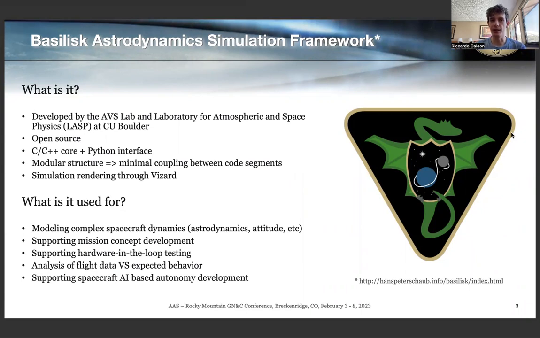A key component of Basilisk is its modular structure, where each component, each code segment, can be added to the simulation very easily with only minimal coupling between code segments. Regardless of that, Basilisk is great at considering all the cross couplings that happen between the elements and therefore producing high fidelity simulations.